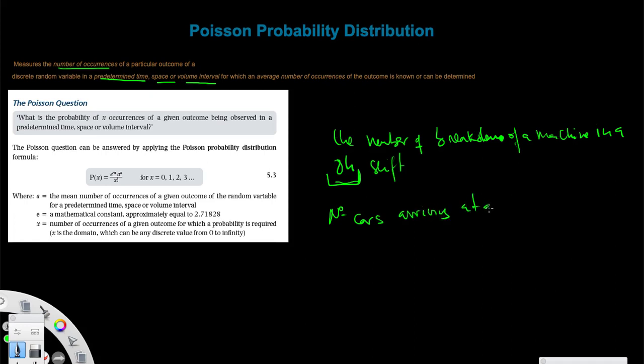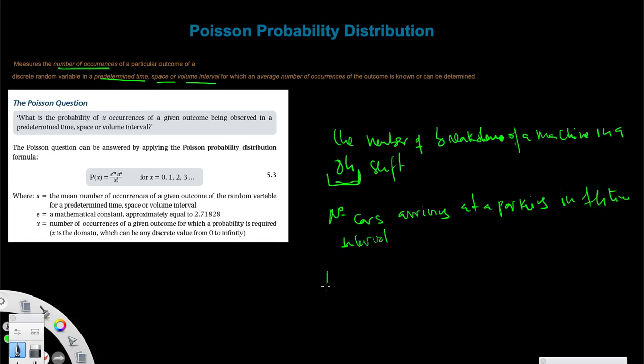Or you can also be looking at the number of cars arriving at a parking lot in a 1 hour time interval. Again, you see that we have an interval and we have some time. You have time as well here.